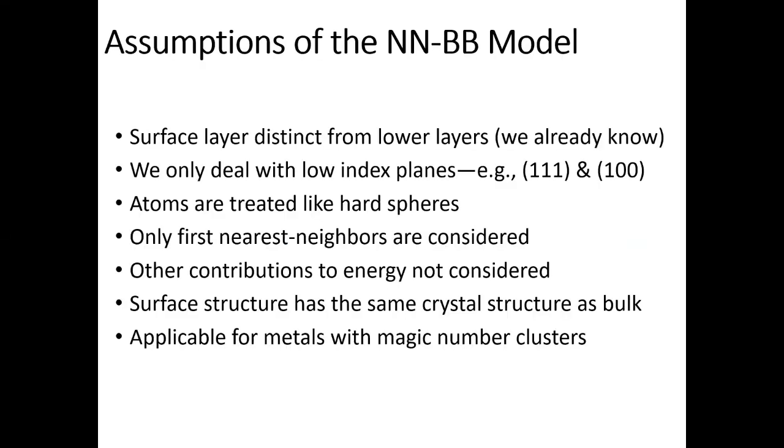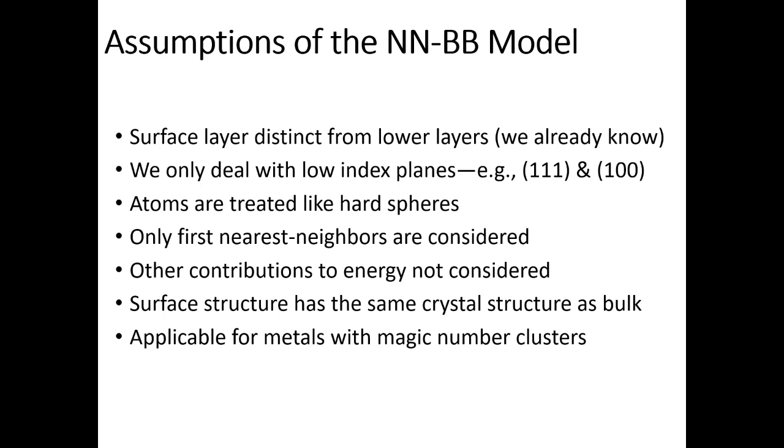We're going to use the nearest neighbor broken bond model. That means that only the nearest neighbor will be counted. In clusters, the electronic structure goes throughout the cluster, so there are nearest neighbors, second nearest neighbors, third nearest neighbors, right? We just want the nearest neighbors and the broken bond.